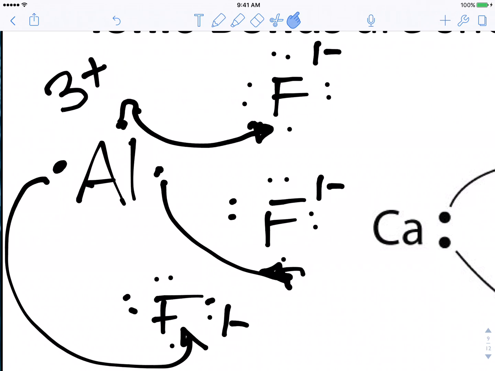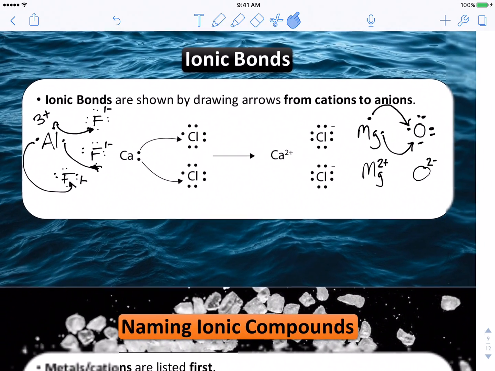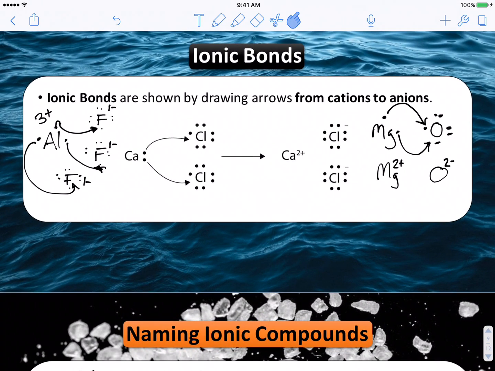The reason that these atoms bond is because of their charges. Remember, opposites attract. So in ionic bonding, these opposite charges are the reasons these compounds exist. So in your table salt, which is NaCl, the positively charged sodium is attracted to the negatively charged chlorine. That's why they stick together.